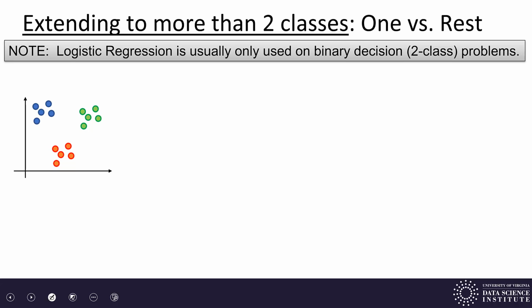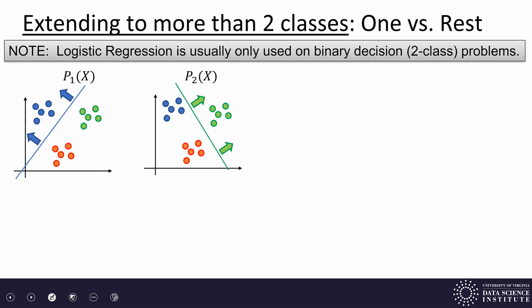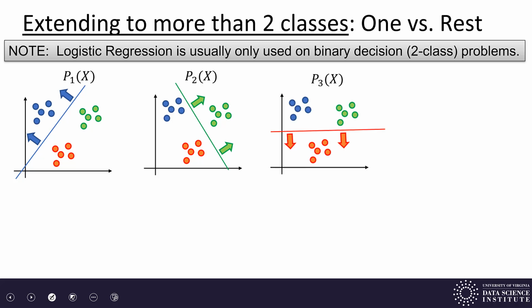Okay, so we have our classification problem here. I have 3 different classes shown on the plot here, blue, green, and red. And so what we do is one versus rest, meaning we take one of those classes and predict the probability of that class versus all the rest of the classes. So we'll make our probability function P1, which will be the probability of the blue class. Then we'll take the green class and do the probability of the green class versus the rest, and we'll call that P2. And then we'll do the one versus rest for the orange class, predicting the probability of the orange class versus all the rest.